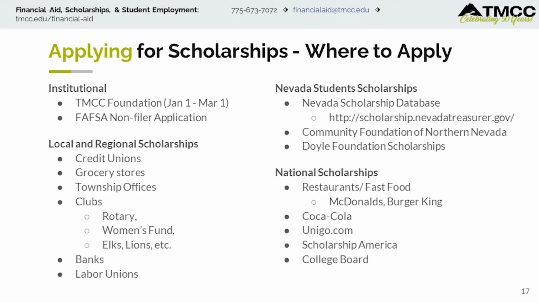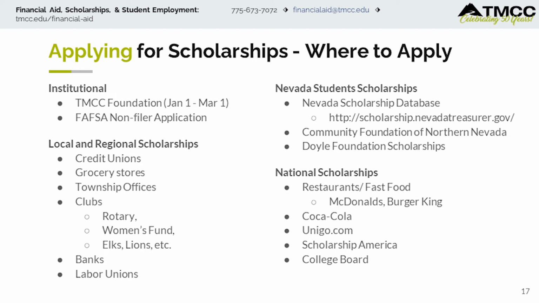Local and regional organizations often have a scholarship application on their website. Some such organizations include the Reno Rotary, Nevada Women's Fund, the Elks Lodge, etc. Some scholarships are reserved only for Nevada residents. Some of those include scholarships issued by the Community Foundation of Northern Nevada, the Doyle Foundation, and more. The state of Nevada even has their own scholarship database.